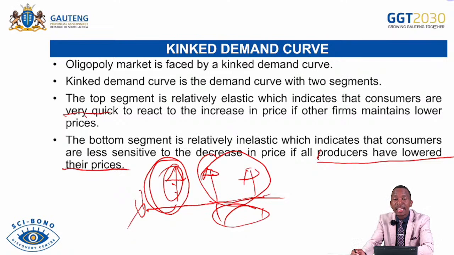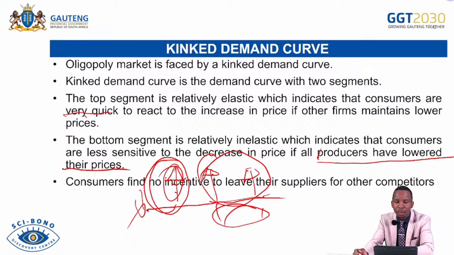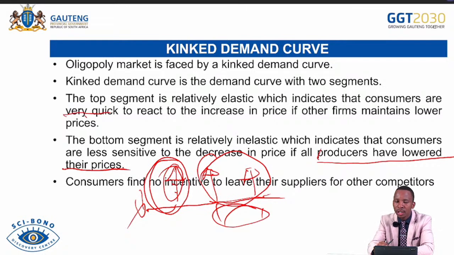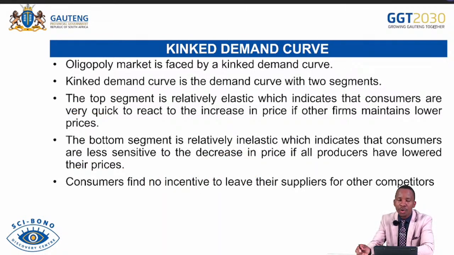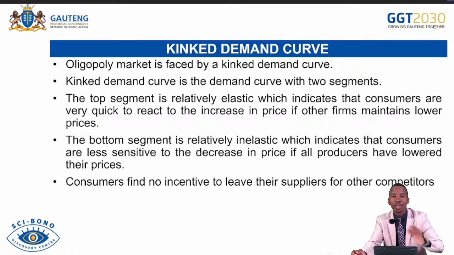So in this case, the demand curve, which is the bottom segment, becomes relatively inelastic, because consumers tend to be less sensitive if the price is changing by the same margin for all firms or competitors. So consumers find no incentive to leave their supplier for other competitors. In this case, consumers are not going to leave their suppliers for other suppliers if they're all selling at the same price. Remember, in this case, one firm decreases the price.